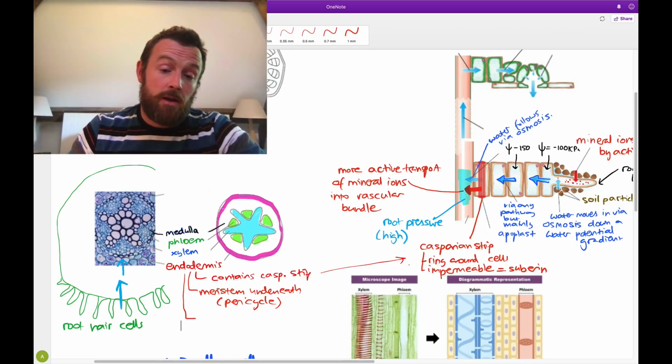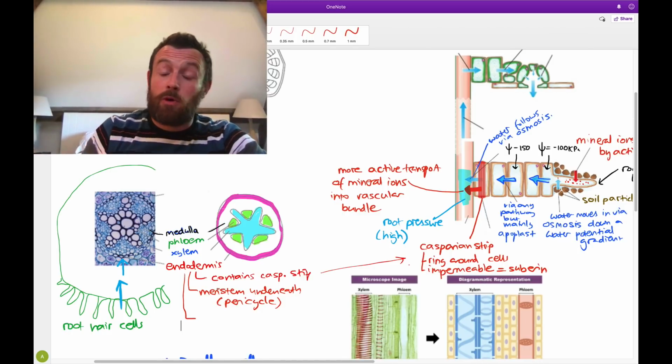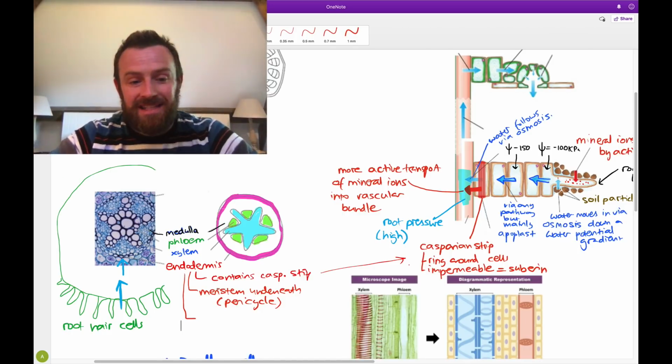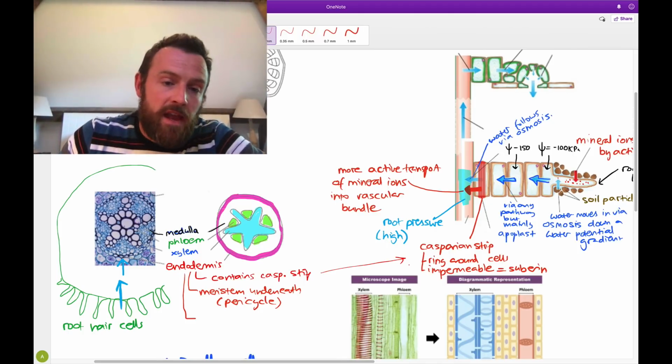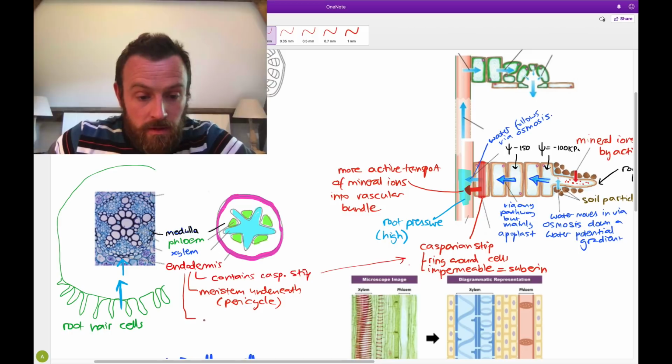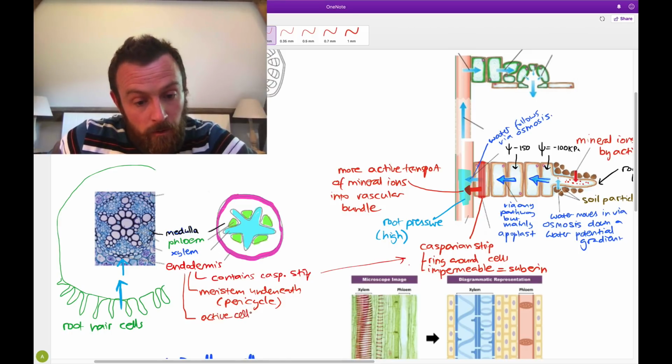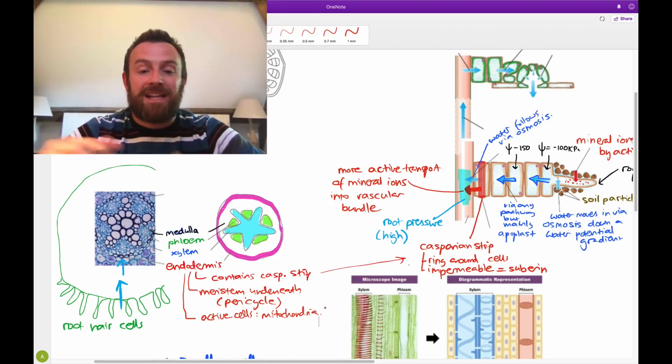They do lots of active transport, pushing the mineral ions into the vascular bundle so that water follows. So they have a lot of mitochondria. They're very active. Active cells, mitochondria. Okay, so that is the cross section.